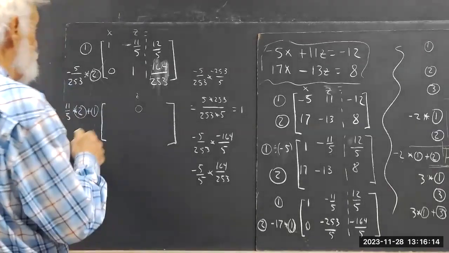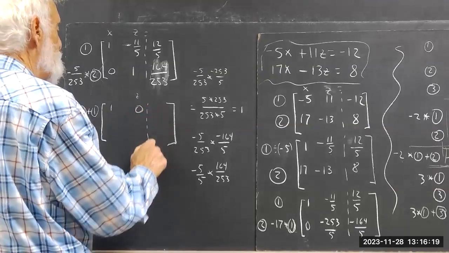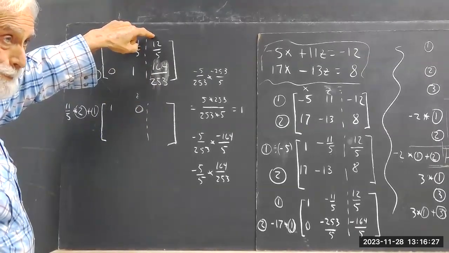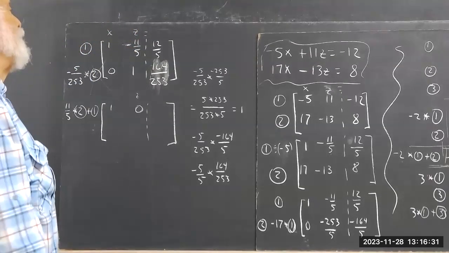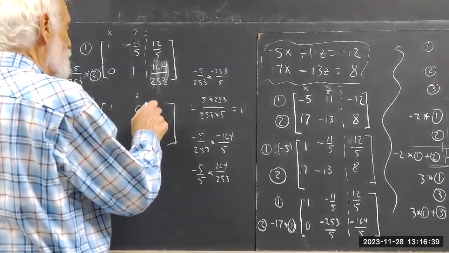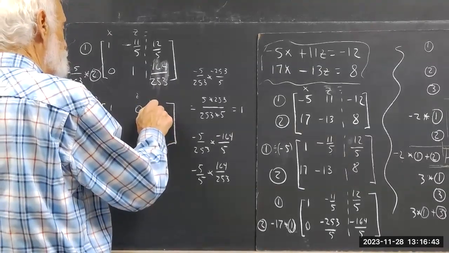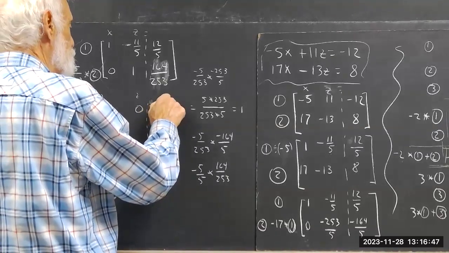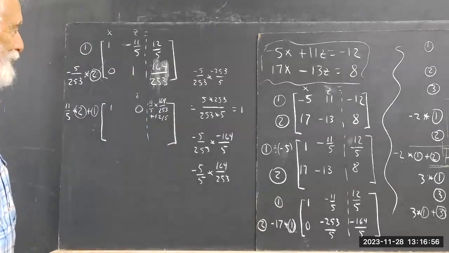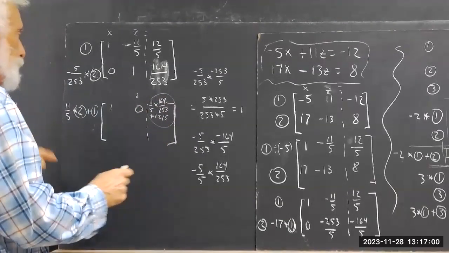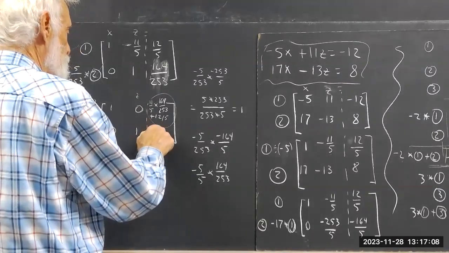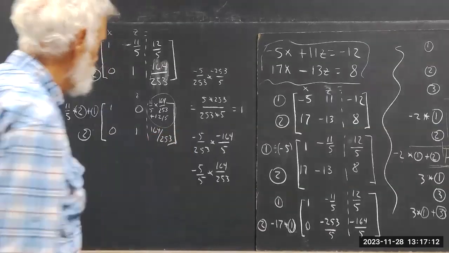What we get then is 1, 0, and 11/5 of this added to this. Okay. I'm not going to do that in my head. But it's 11/5 of 164 over 253 plus 12/5. Okay, that's the number that goes here. We do that arithmetic. And of course, down here, I've got row 2. Okay, there it is.